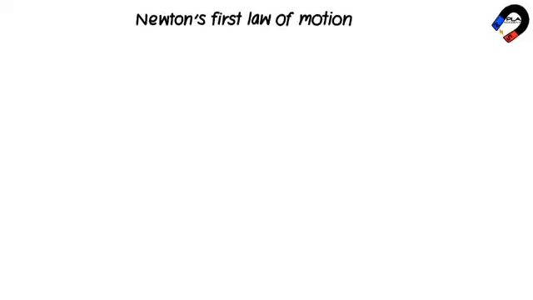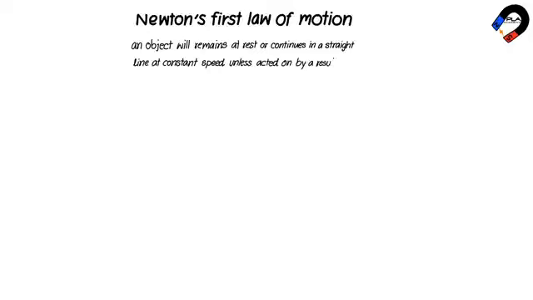Newton's first law of motion. Newton's first law of motion states that an object will remain at rest or continue in a straight line at constant speed unless acted on by a resultant force.